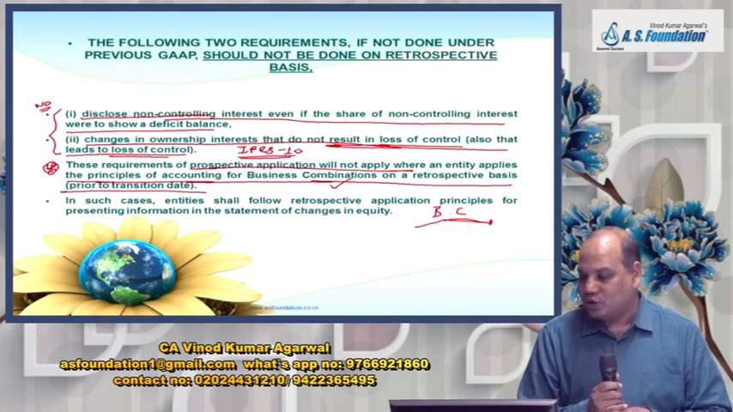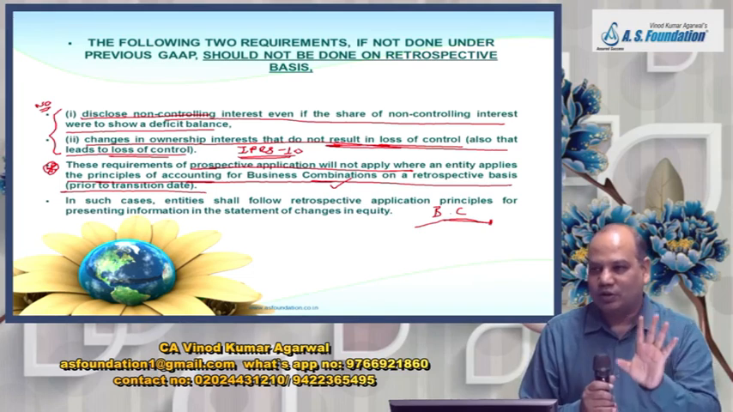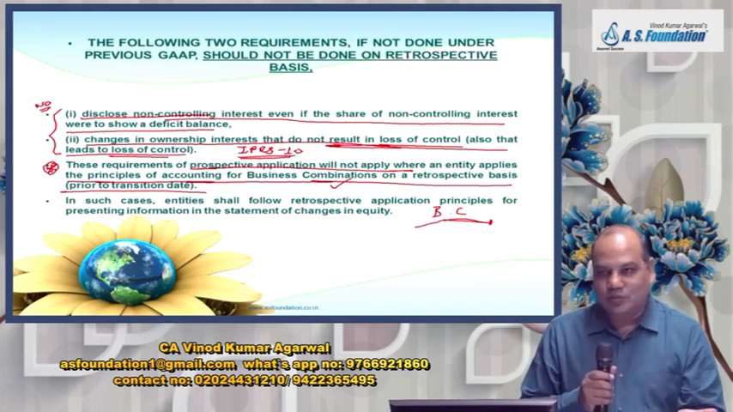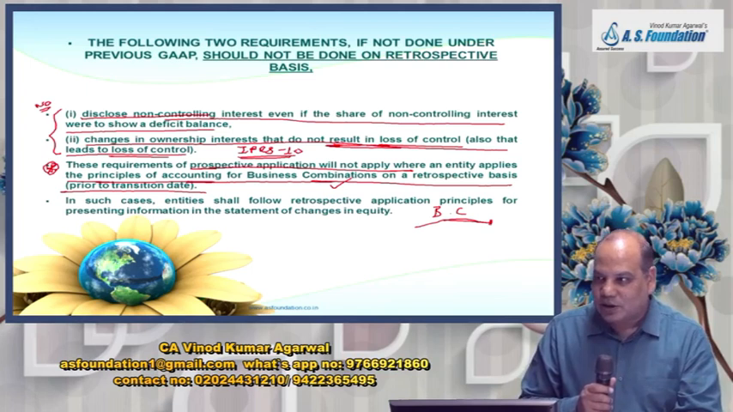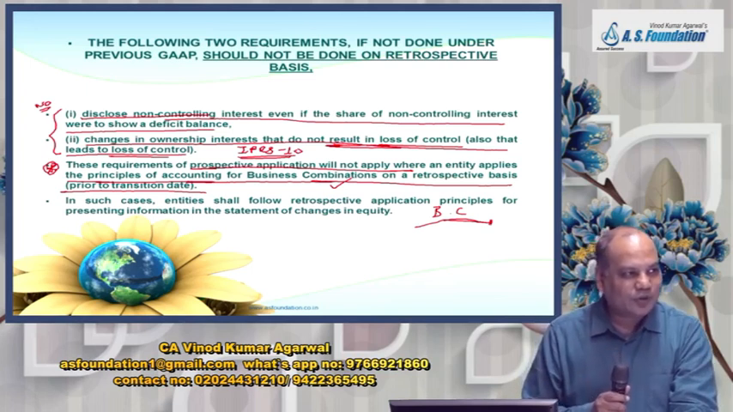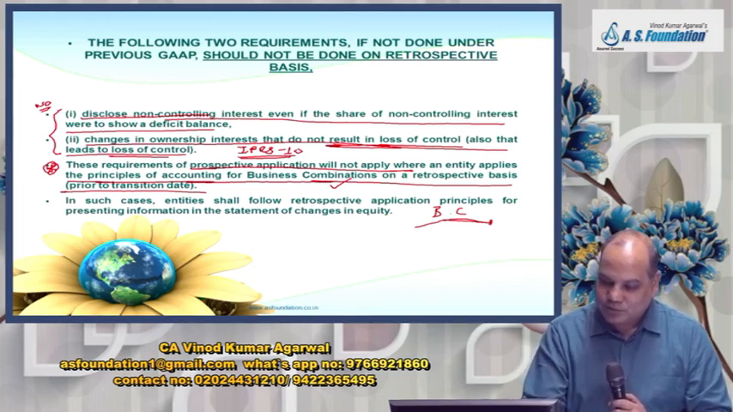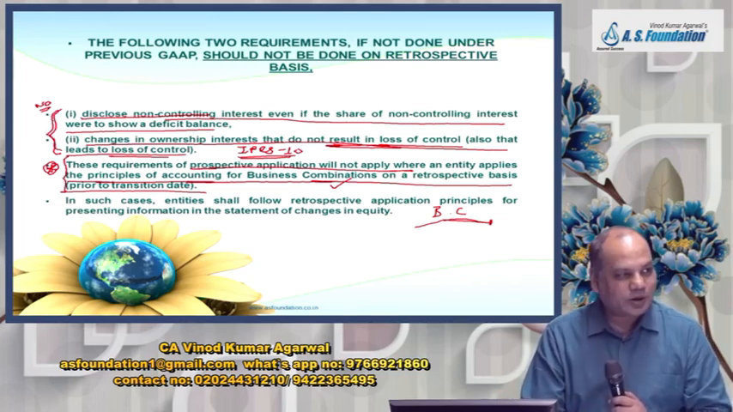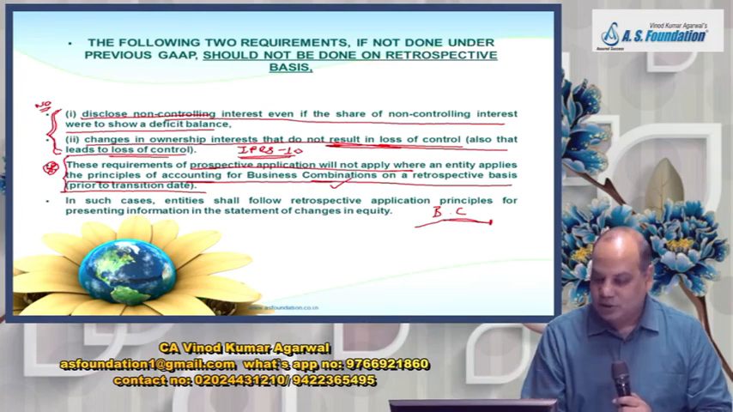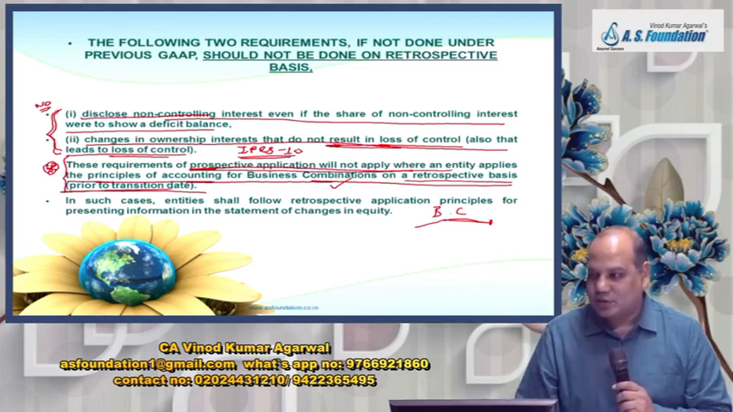If you want to apply retrospectively, choose a date. Let us say last 3 years only. And all the business combinations which have taken place in the last 3 years only, on or after that cutoff date, only for those you will apply retrospective effect. That means in that case, these two adjustments can be given retrospective effect if the business combination accounting was done on a retrospective basis.